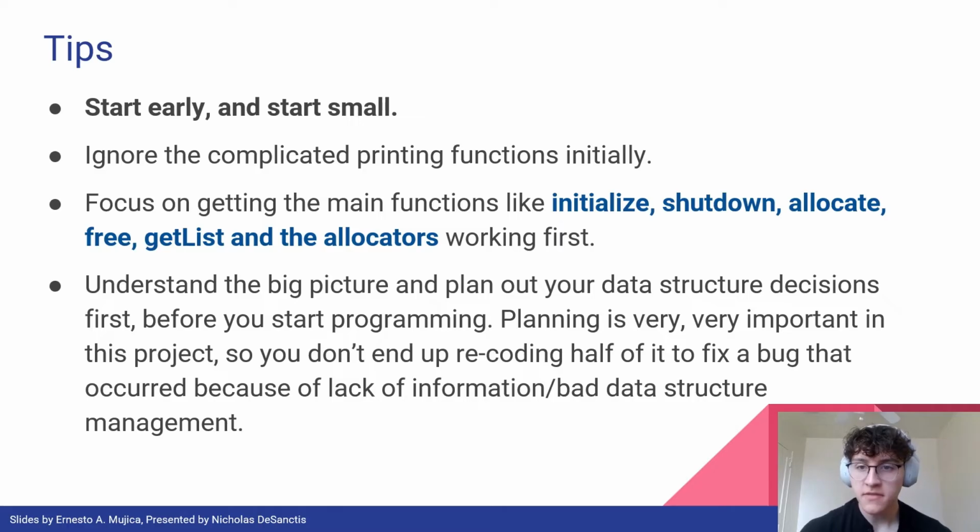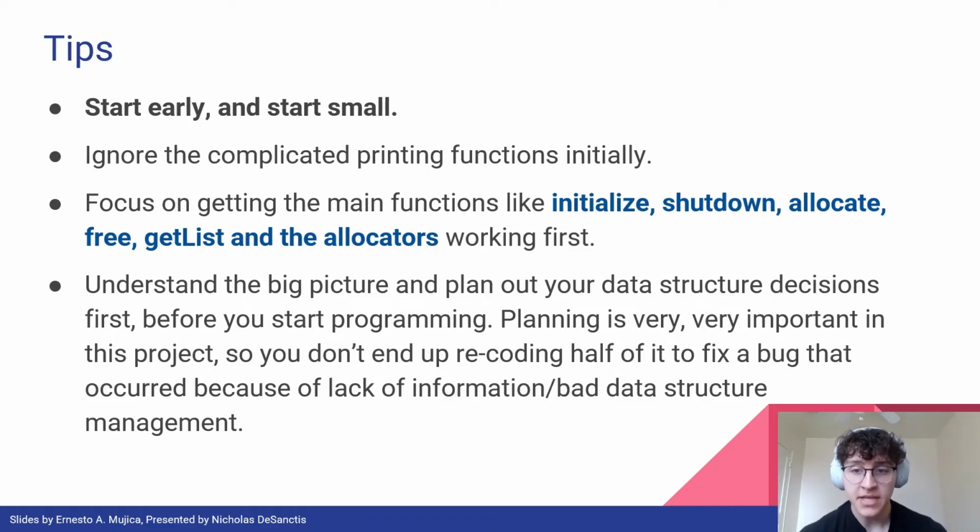And that's all of the function declarations, but here are some tips. So start early, start small. Also, ignore the printing functions at first. dumpMemoryMap and especially getBitmap aren't super crucial for functionality and can really trip students up. So get your super critical functions working first. Initialize, shutdown, allocate, free, getList, and the allocators are all more important than those 2 random printing functions.